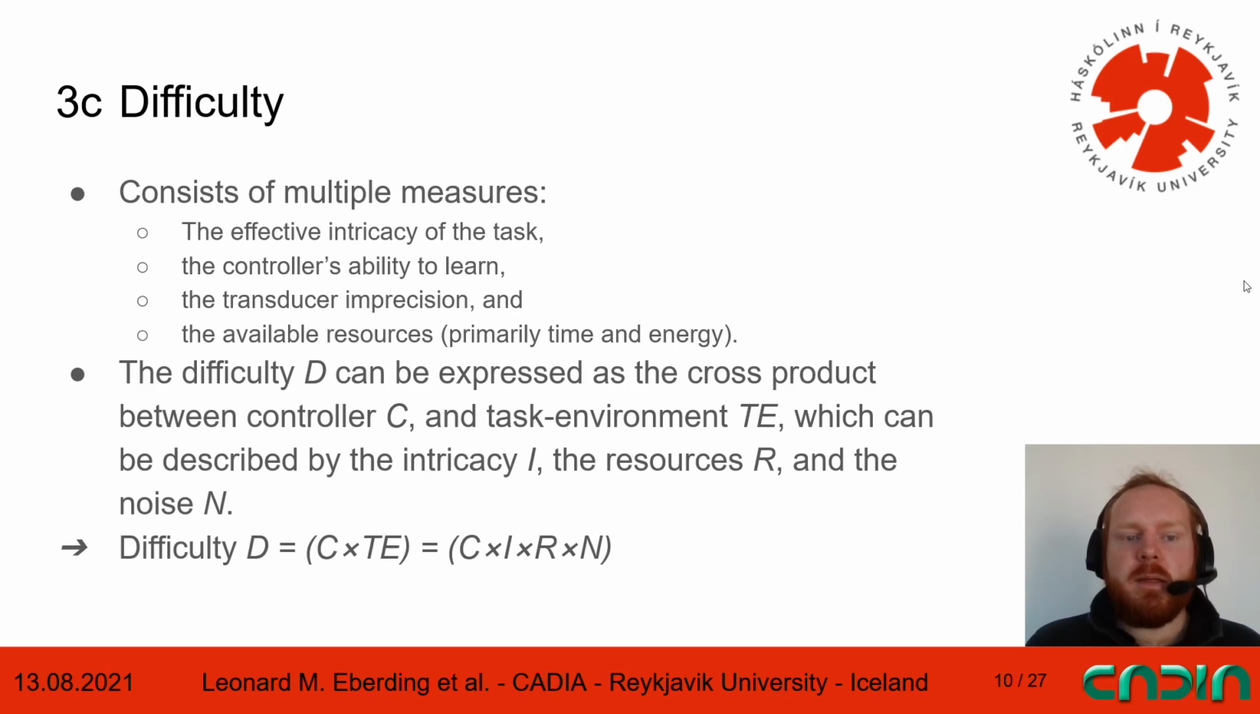And then difficulty is, again, a multidimensional measure which takes into account the effective intricacy of the task, so including the background knowledge of the agent, the controller's ability to learn. Now it becomes interesting because something is more difficult if the agent cannot learn well. Tasks just generally become more difficult. And also the transducer imprecision and the available resources, which are primarily time and energy in this case. And all of this then makes up together our definition of difficulty.